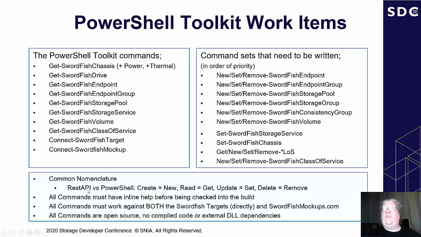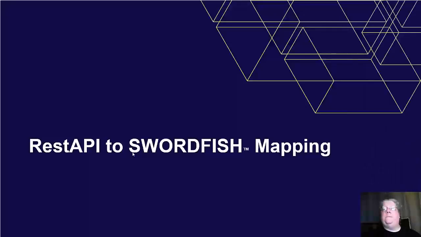I should note, though, that the REST API and PowerShell work a little differently, and that is that the verbs are different. Create is the same as new. Read is the same as get. So this right here, get Swordfish drive, is a REST API get read command. But it's the exact same thing with just changing the name of the verb at the beginning. And again, everything is open source. Everything is human readable.